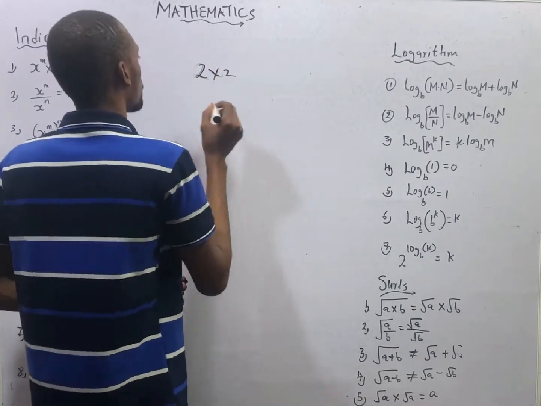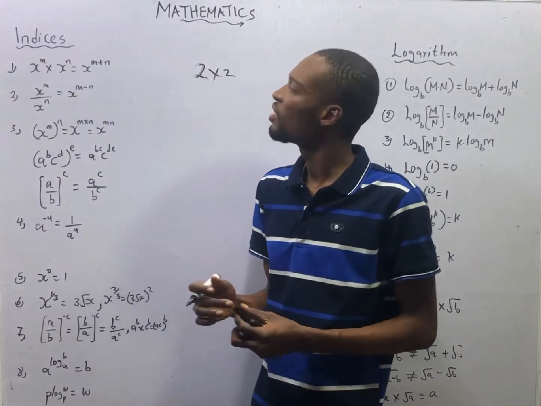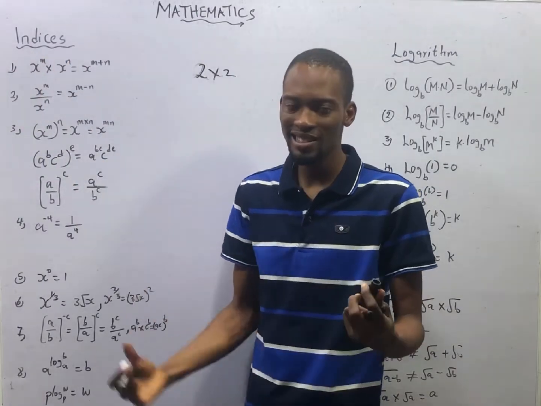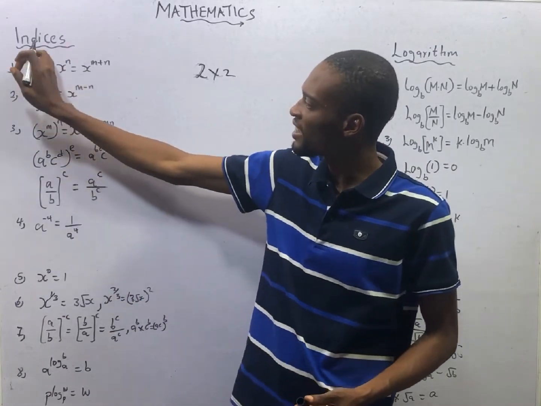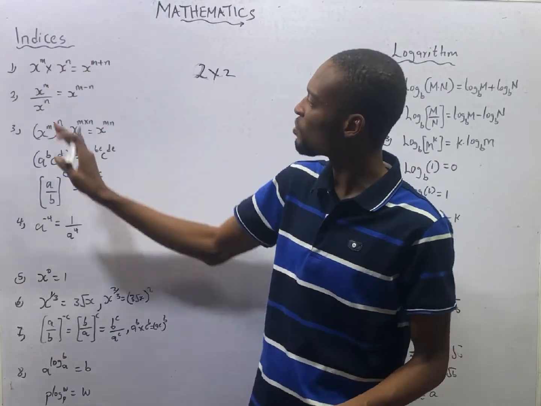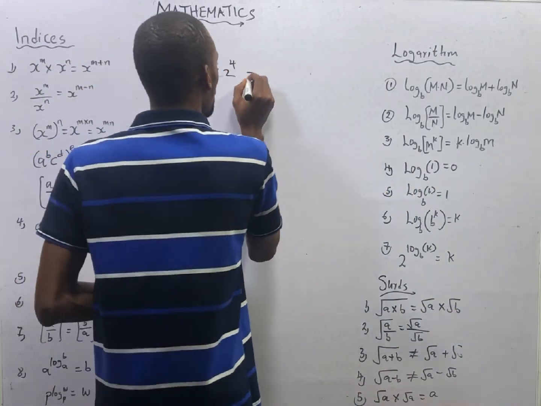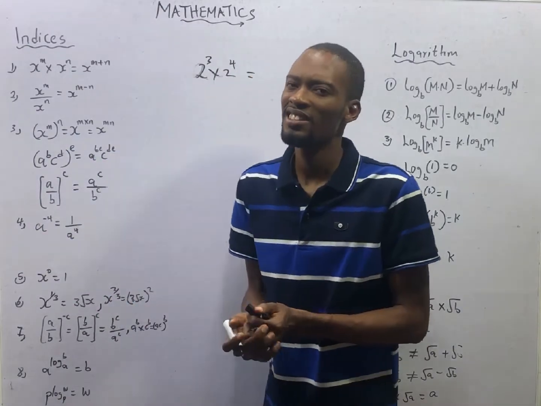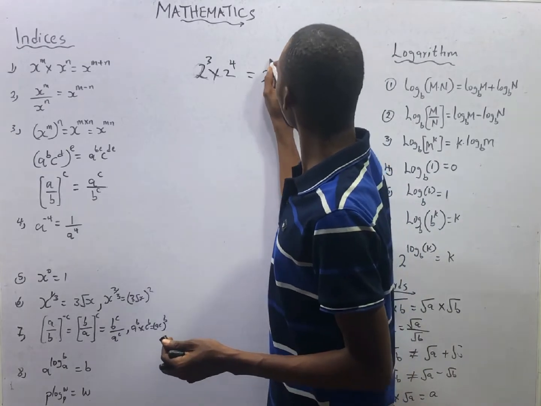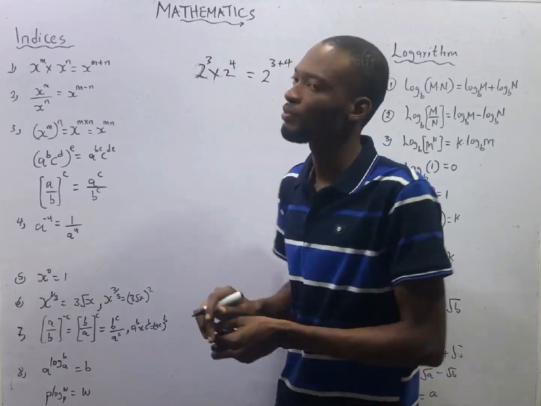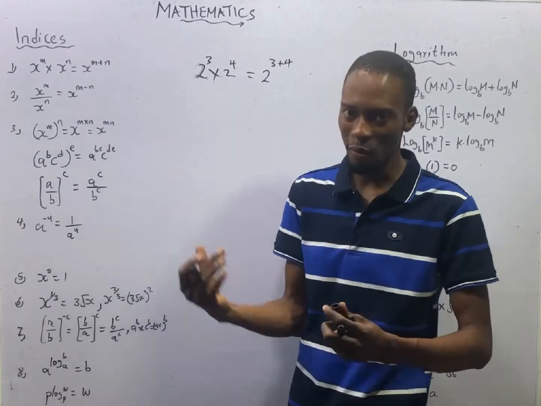Which means if you have 2 times 2, then this is m, this is n. m and n mean different numbers, which means what is here is not what is here. Let's take here to be 3 and let's take here to be 4. So if you have 3, then we have 4 here. Indices says that what you are seeing here is the same thing as 2 raised to the power of 3 plus 4. Since the bases are the same, you add the power.